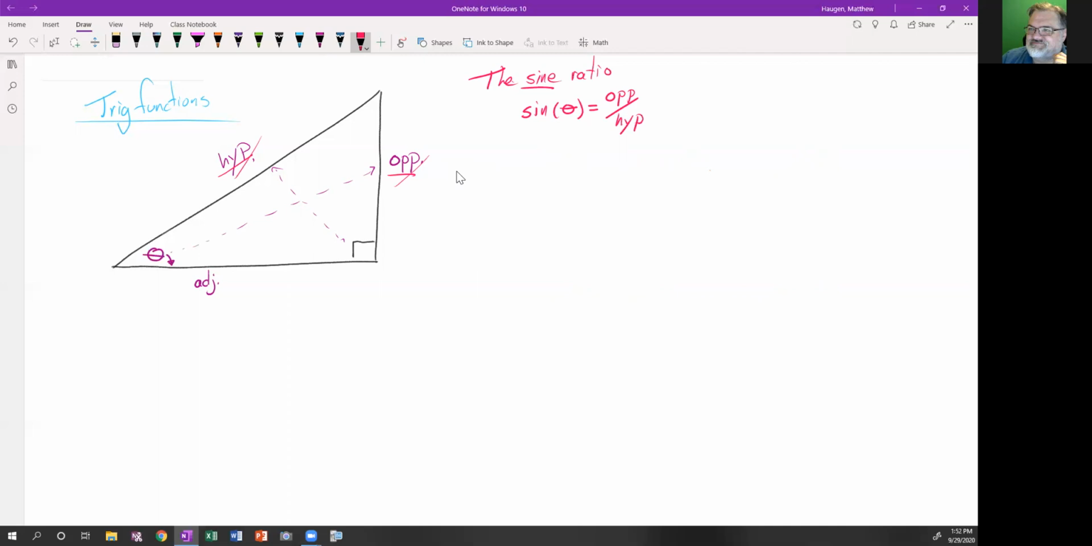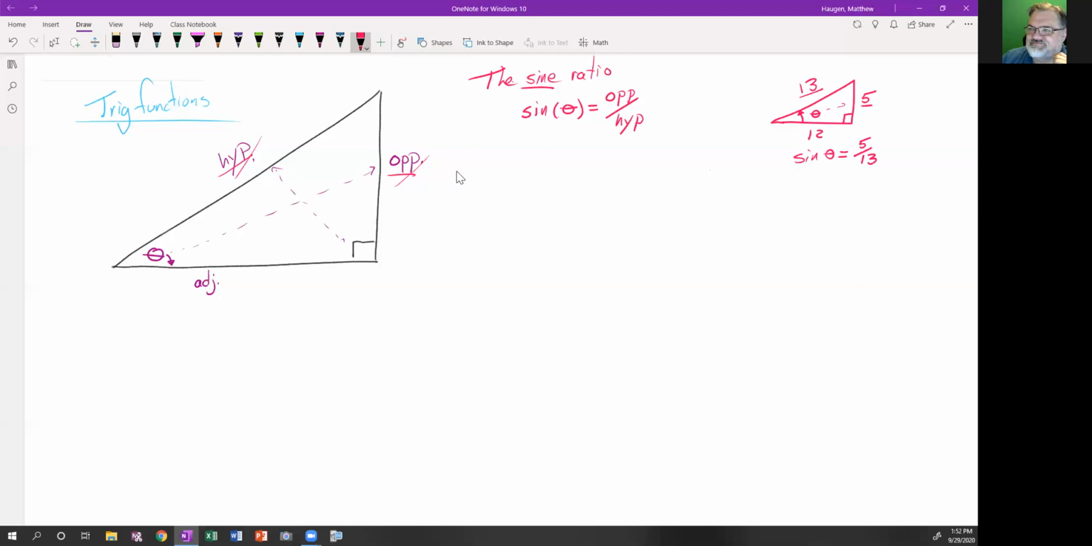ratio of a triangle. So, for example, if we have a triangle and say that length is 5, this length is 12, and that length is 13, you can verify for yourself that that makes a right triangle. If we have a little angle in here, theta, then the sine of that angle, theta, is going to be equal to the ratio between the side opposite, 5, and the side that's the hypotenuse, 13. So it's going to output 5/13.